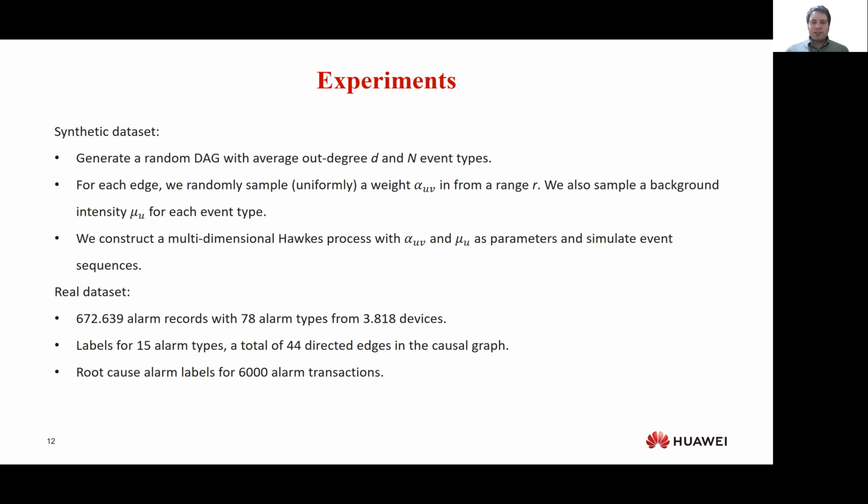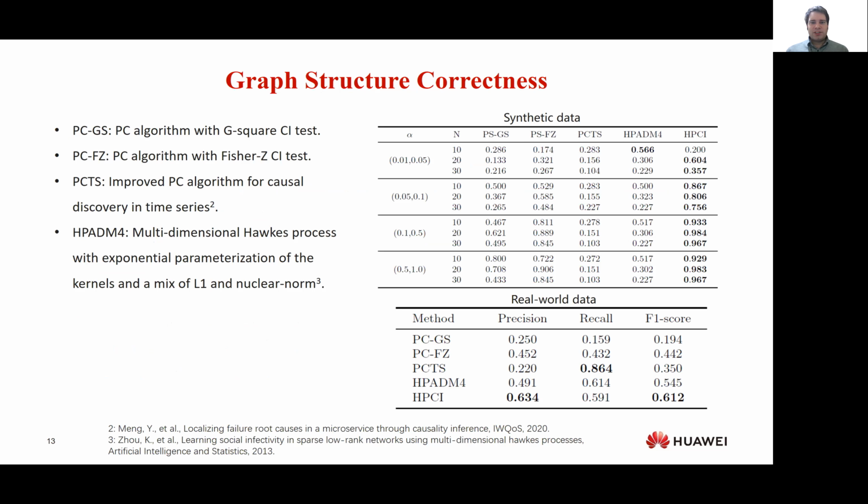Furthermore, to evaluate the accuracy in finding root cause alarms, experts have labeled 6,000 alarm transactions with the true root cause alarms. And the experiment is divided into two separate parts. In the first part, we try to assess the correctness of the learned causal graph. So here we use the 44 known edges as the labels.